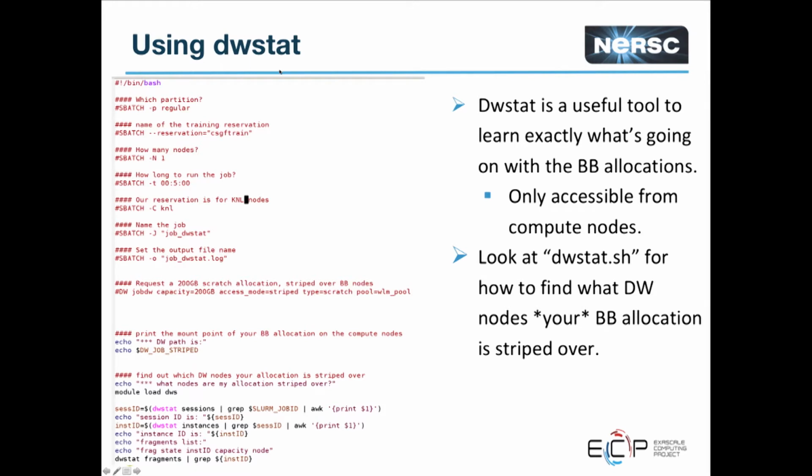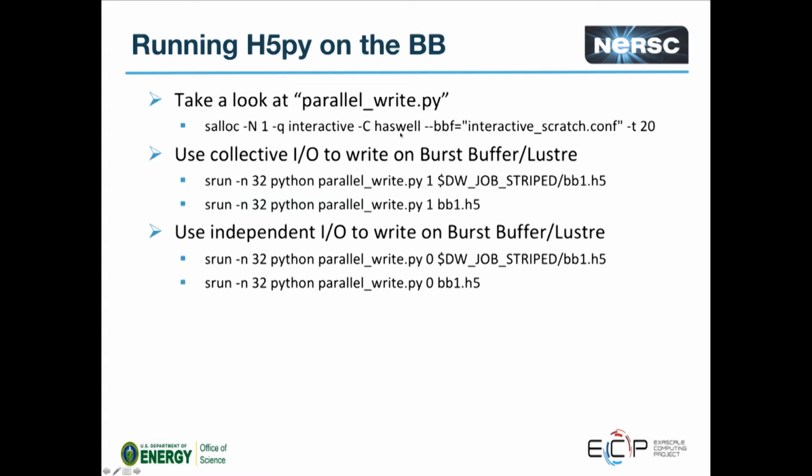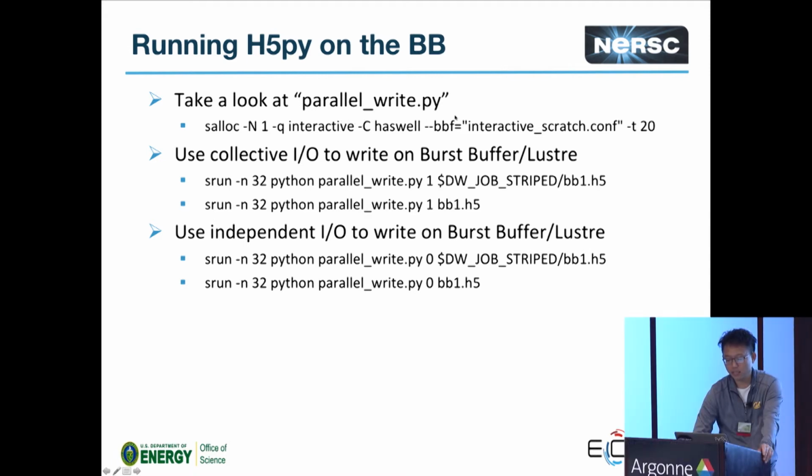Another useful command is dwstat. You can use this script to check the burst buffer resources that you requested, and the sample code running h5py on burst buffer. So parallel write.py, you can just run this script with those commands. You can explore different I/O methods, collective I/O or independent I/O. You can specify whether to write to burst buffer or just the Lustre file system.